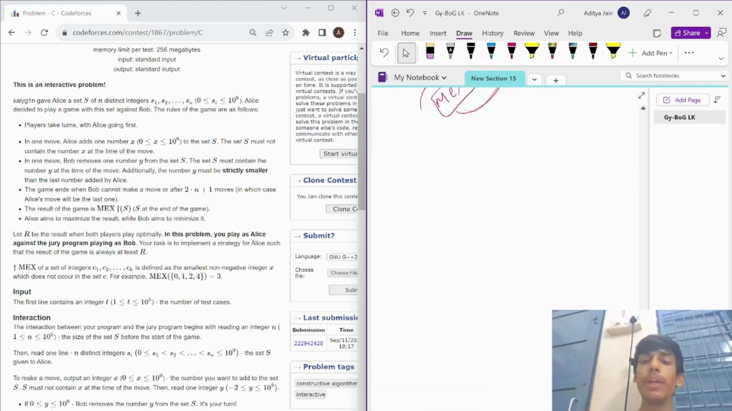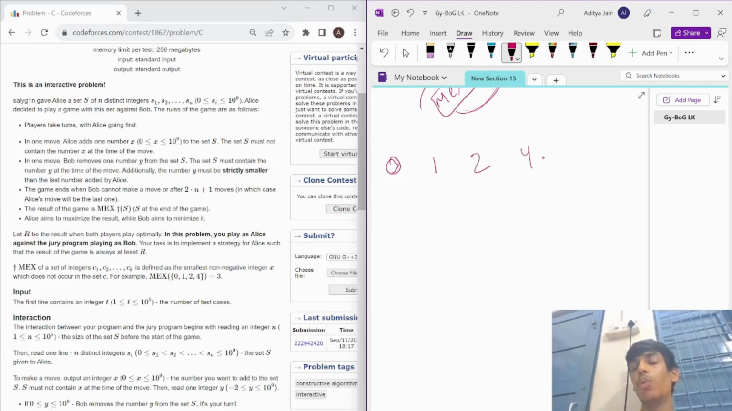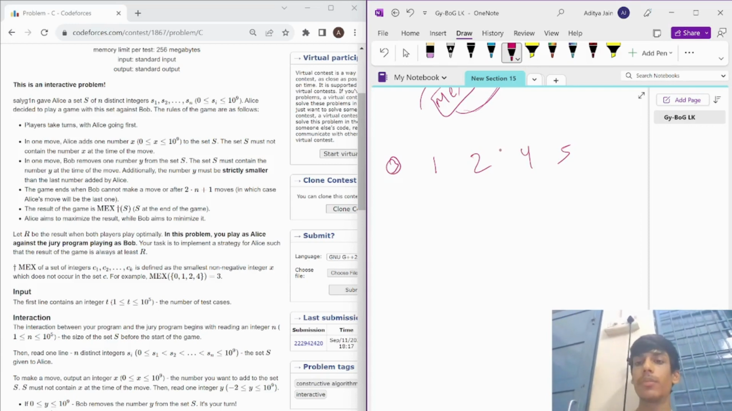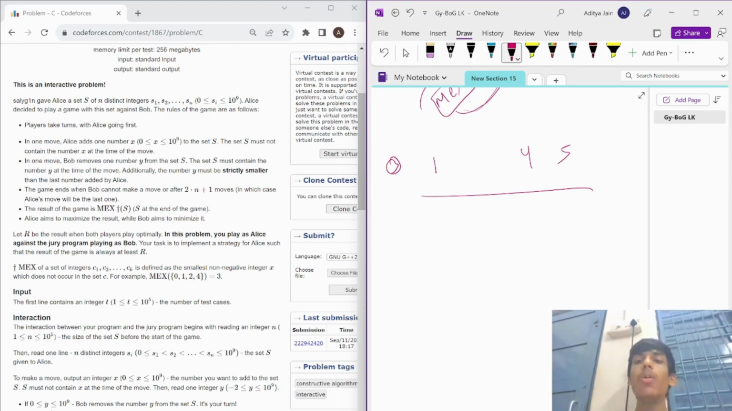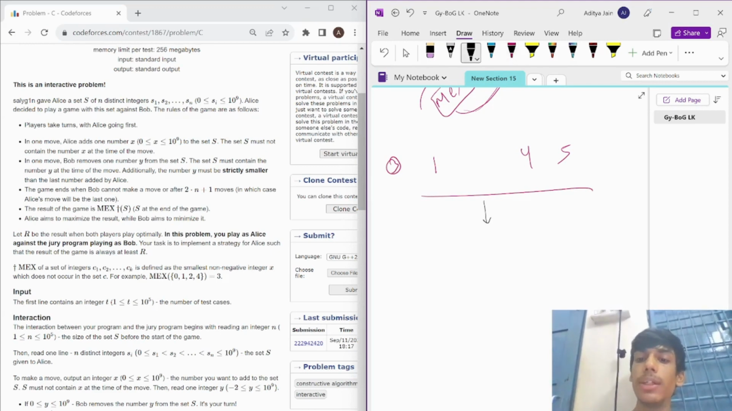So let's consider one more example. If we have this array, for example, 0, 1, 2, 4 and 5. Suppose we have this array. Now its max is 2, so Alice will insert 2, because what Alice wants is to increase the max, and if Alice inserts any number which is greater than 2, the max won't increase. So Alice is going to insert 2 in it.